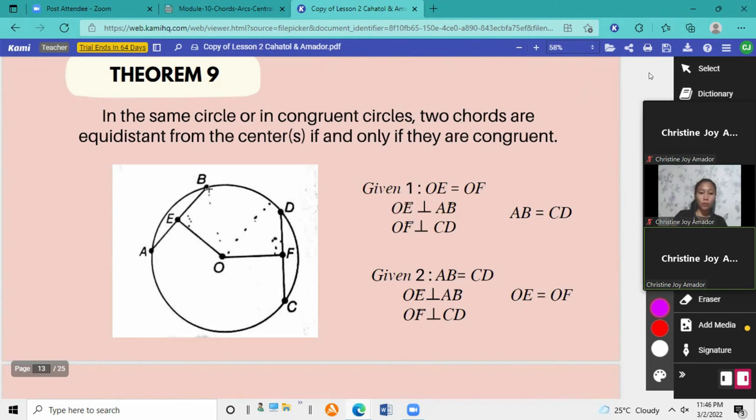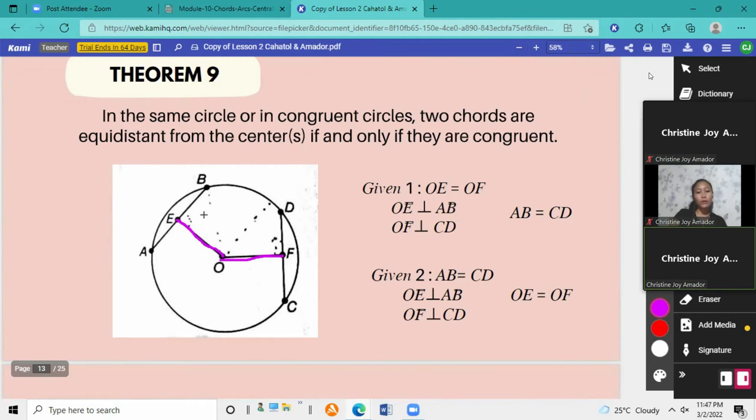and we have here the chord BA and chord DC. Again, this is our circle, this is our center, and we have the chord BA and the chord DC. And if chord BA is equidistant from the center, from here up to here, and the chord DC from here up to here, if the measurement of EO and OF is equal, meaning they are equidistant because the distance from the center are equal.